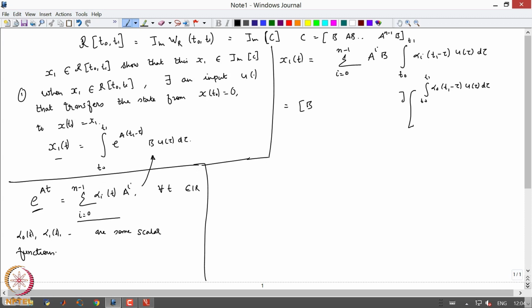Similarly, when i equal to 1, I will have a b, and similarly here I will have the integral from t 0 to t 1 of alpha 1 (t 1 minus tau) u of tau d tau, and so on. Until I go to a power n minus 1 b, where I will have the integral from t 0 to t 1 of alpha n minus 1 (t 1 minus tau) u of tau d tau.